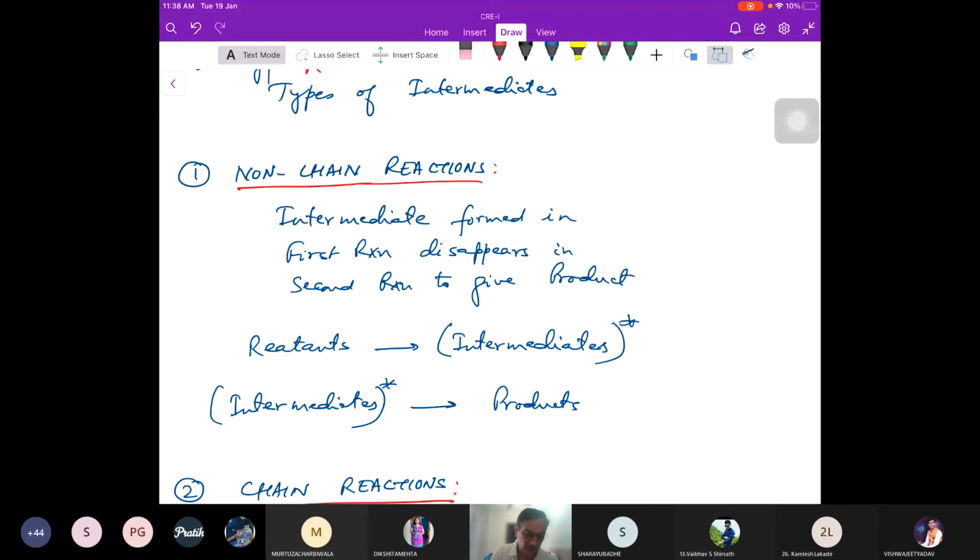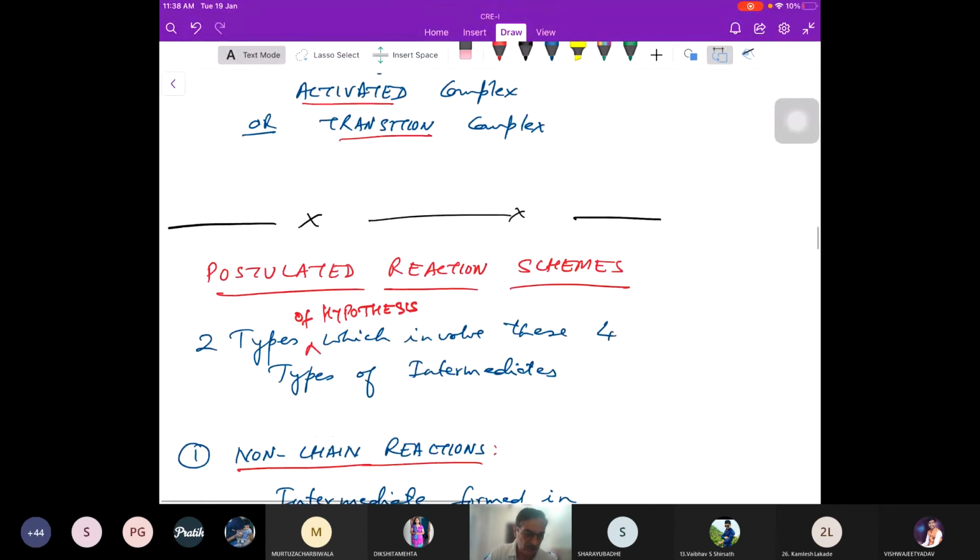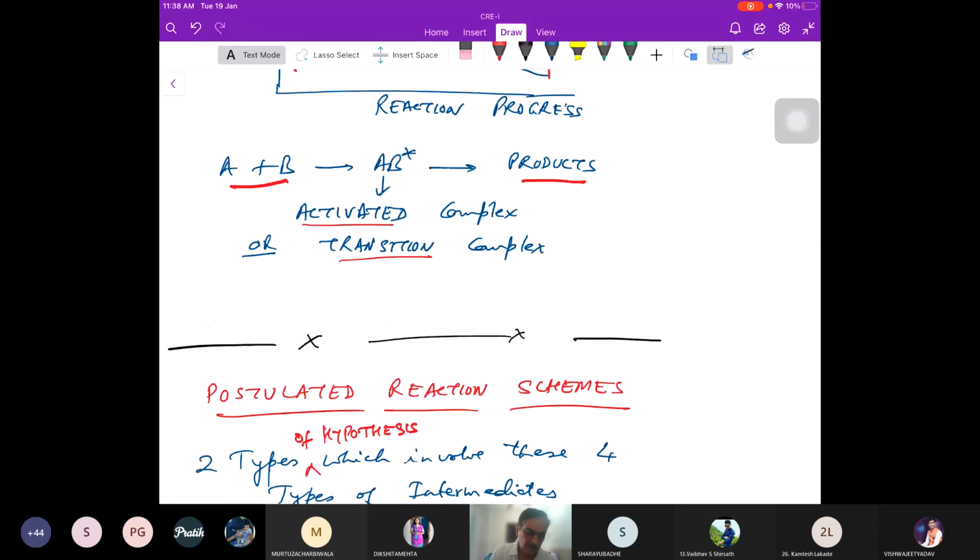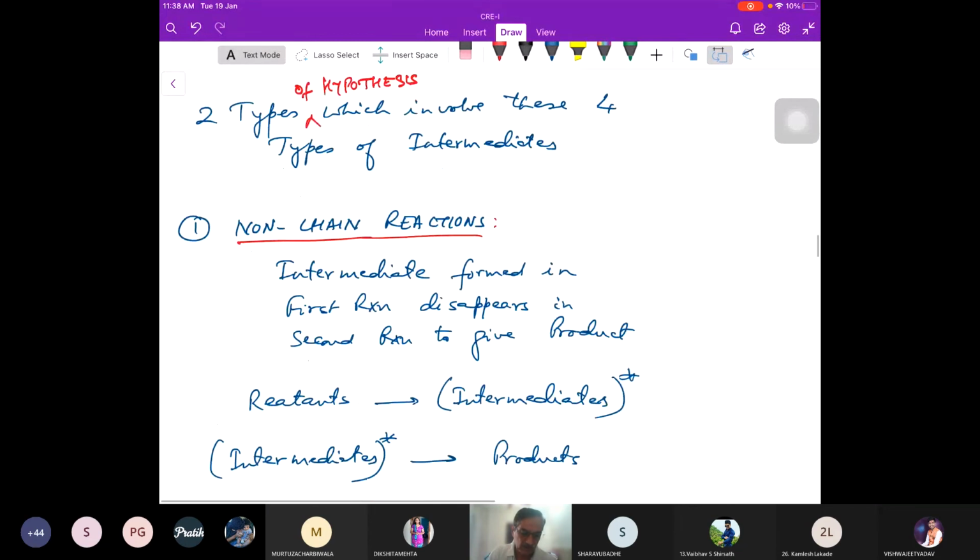So the first reaction we also saw, A plus B gives AB star, right? Just like we had seen this. A plus B gives AB star. This is the first step. This is the second step. Here it forms, here it decomposes. So intermediate formed in the first reaction disappears in the second reaction to give the product.